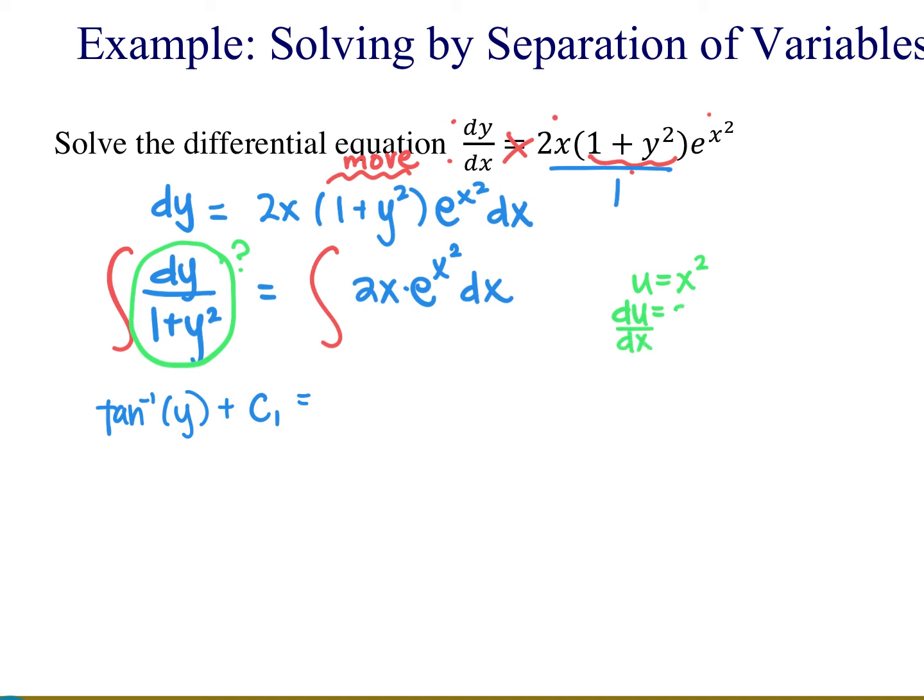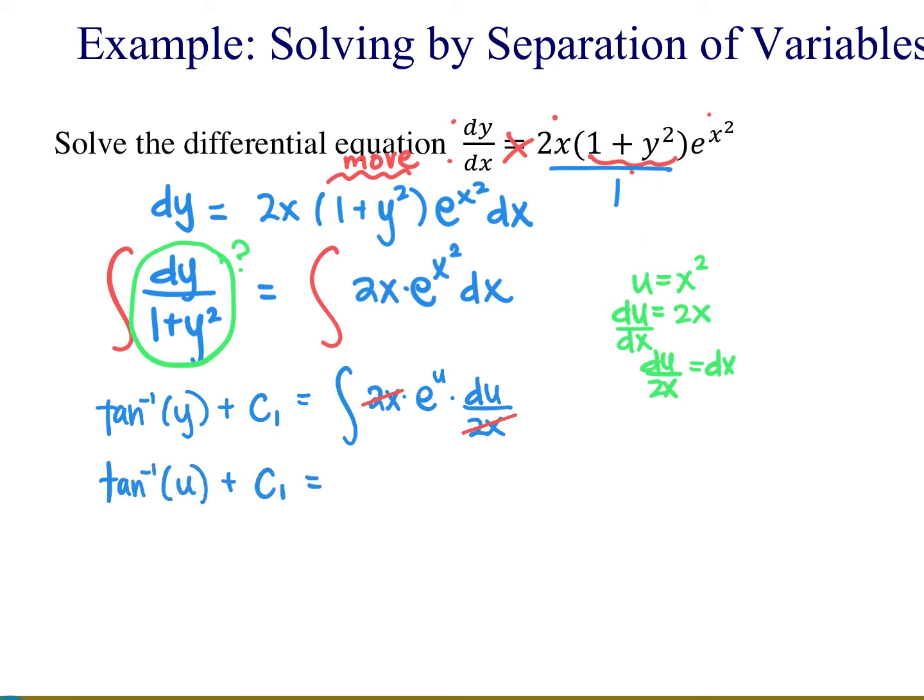So du over dx equals 2x, and we cross multiply that, and we find out that dx is equal to du over 2x, and we do our substitution. So my integral becomes 2x times e to the u, and then du over 2x. And those two x's reduce. So I'm left with the tan inverse of u plus constant c1. And on the other side, I have a simple antiderivative now of e to the u plus constant c2. And I can change my u back, and my u would get changed back to x squared.